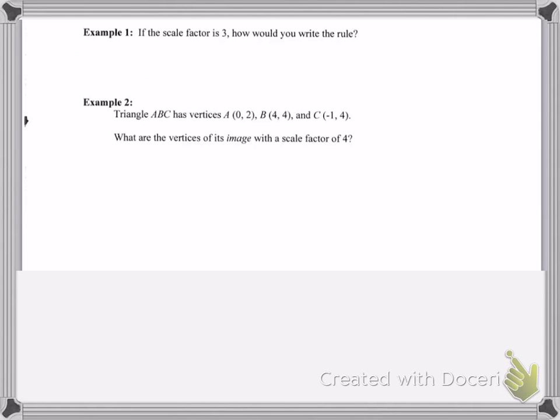So if you take a look at example 1, if the scale factor is 3, how would you write the rule? Well, we're taking the original point, which is an x and a y, and we're multiplying them each by 3. So that will look like (3x, 3y).